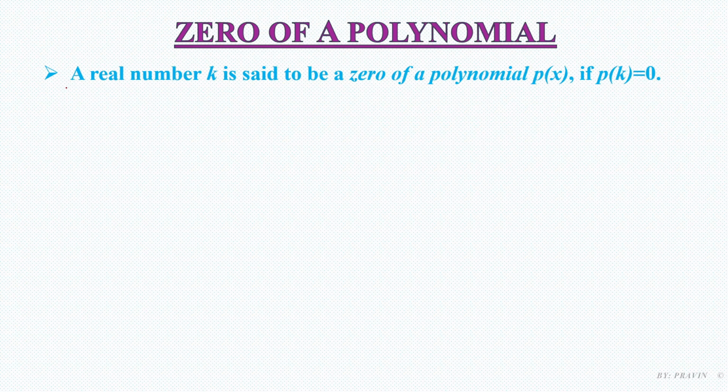Next is the zero of a polynomial. A real number k is said to be a zero of a polynomial p(x) if p(k) is equal to 0. Basically, p(x) is the way of denoting a polynomial. Similarly, p(k) is a way of denoting a polynomial. Similarly, you can write q(r) or q(x).